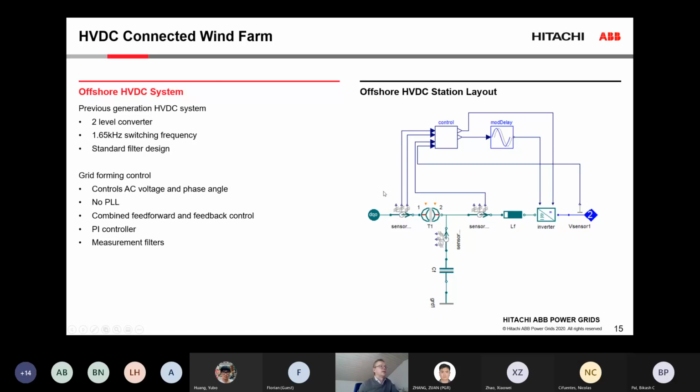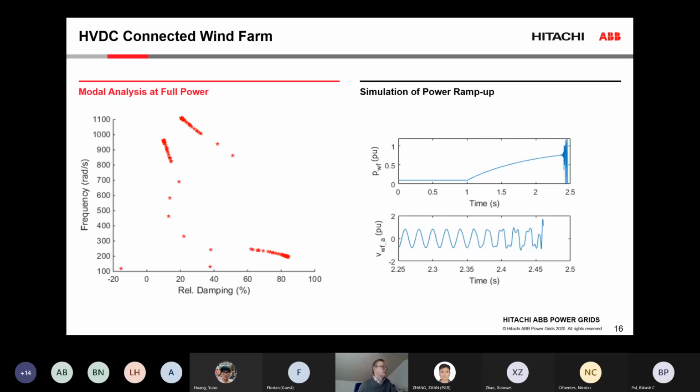And the actual layout of this older HVDC system is similar to the wind turbine with an LCL filter, but one of the inductors is replaced with a converter transformer. And we will basically see similar behavior as we saw with the cable connection: in the base case we get an unstable mode here, and we would have an instability.